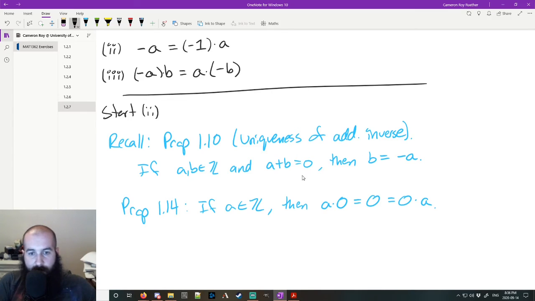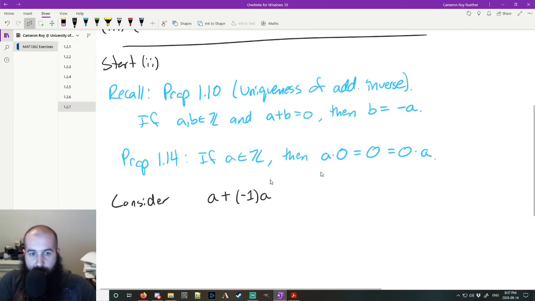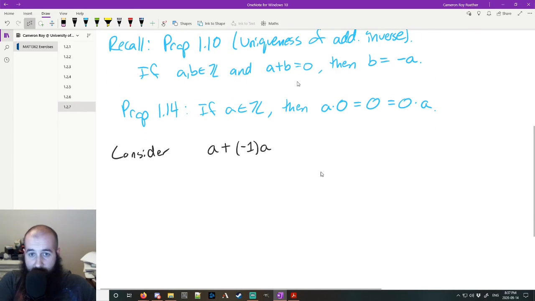Now the way we're going to use it is we're going to show that a plus something is equal to 0, which means that whatever we added must be negative a. So since we want to show that something is negative a, we're going to add this here to a. So I'm going to start by considering a plus negative 1 times a.